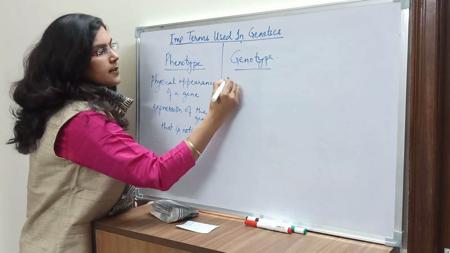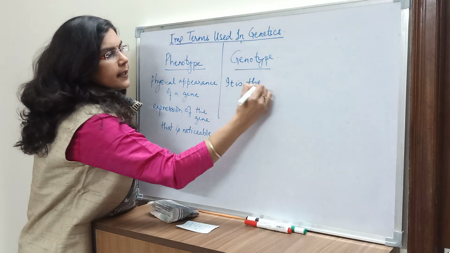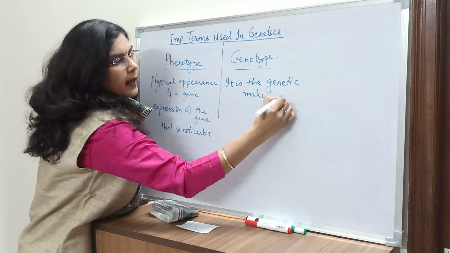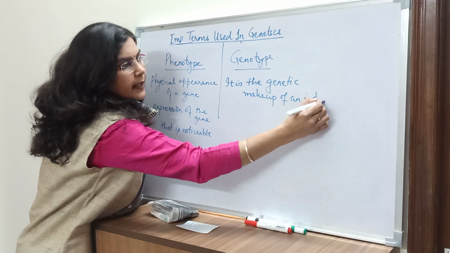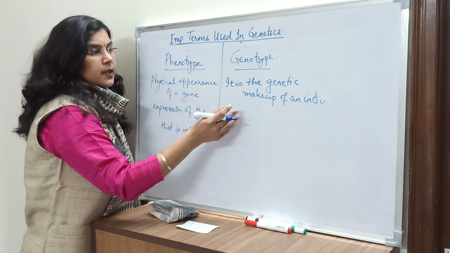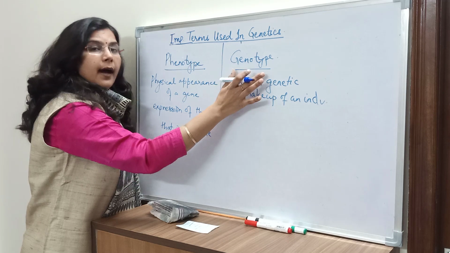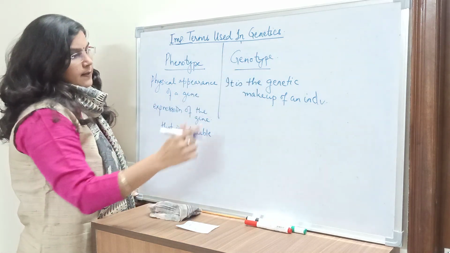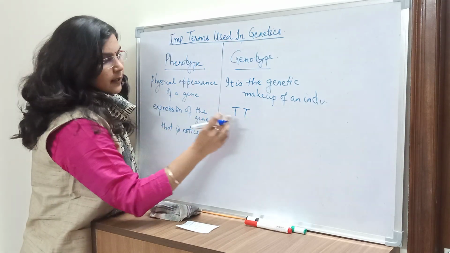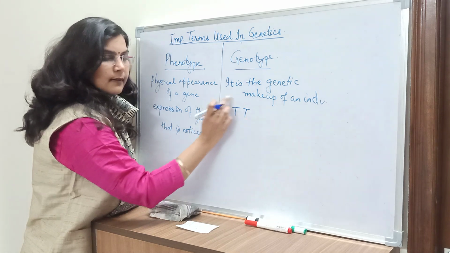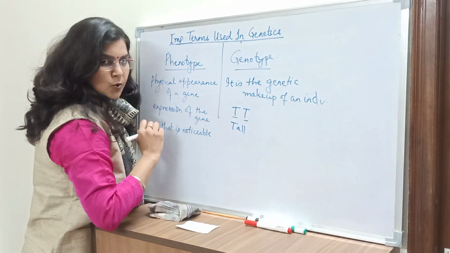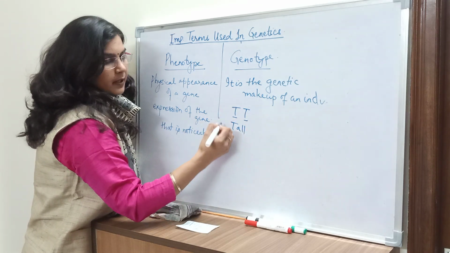What is genotype? It is the genetic makeup of an individual, right? It is the alleles that are present on the chromosomes in an individual, which we call as the genotype, right? Say, for example, the gene represented by its two alleles, and this is a genotype where both of them are dominant and the plant appears as tall. So this is the homozygous dominant genotype.